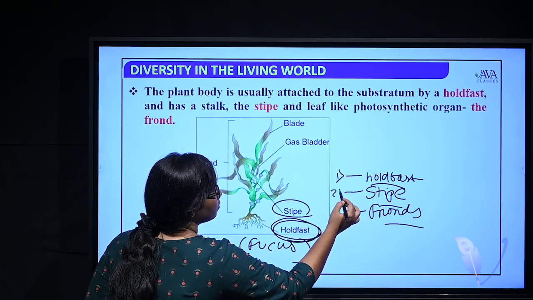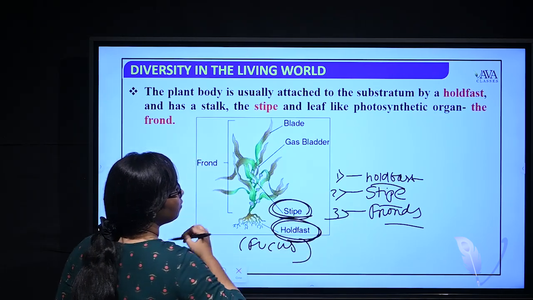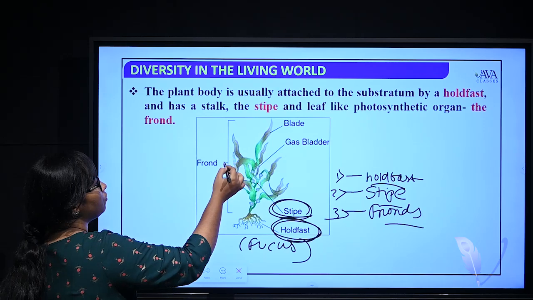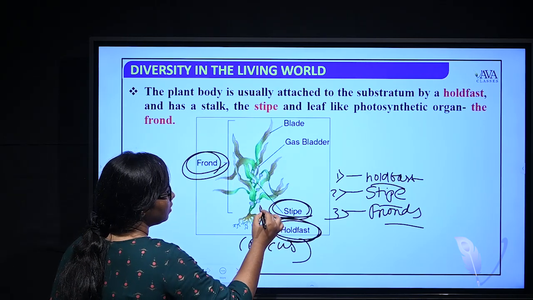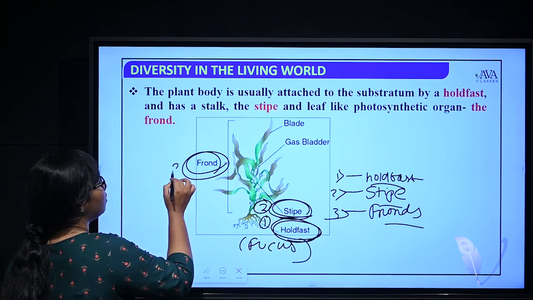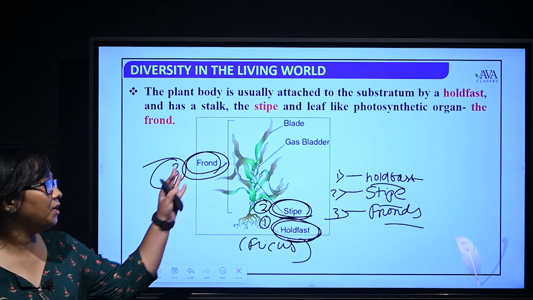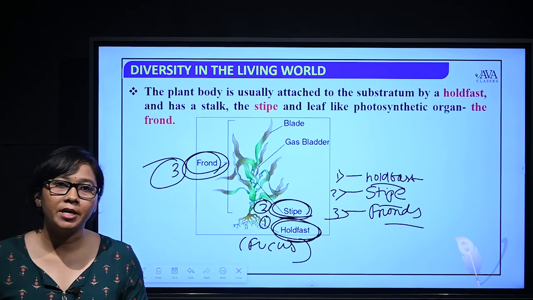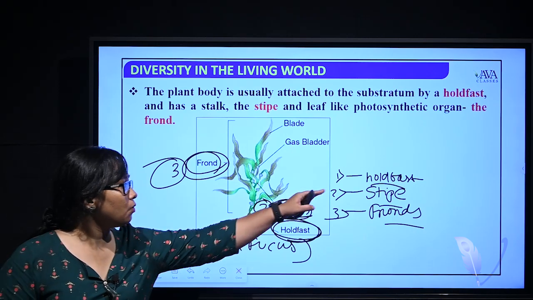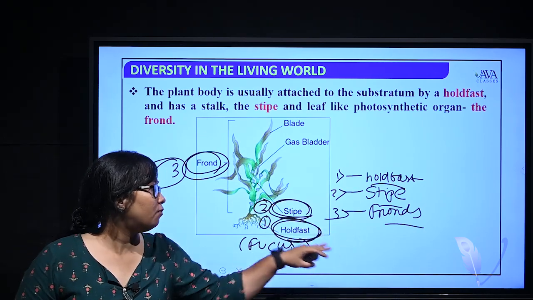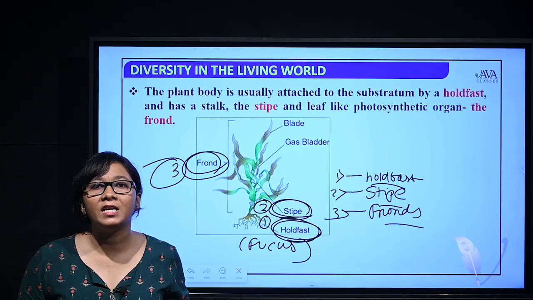Second you can see the stipe. Okay, on third you can see the frond. Holdfast, stipe, frond. The complete plant body is divided into three categories: holdfast, stipe, frond. Then first look into what is holdfast.